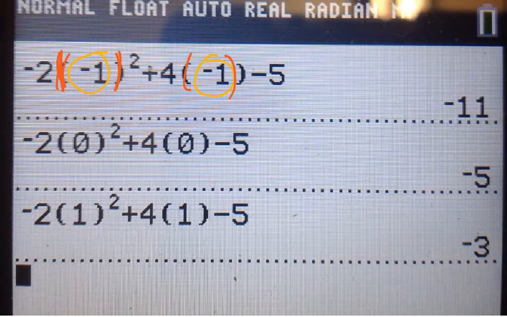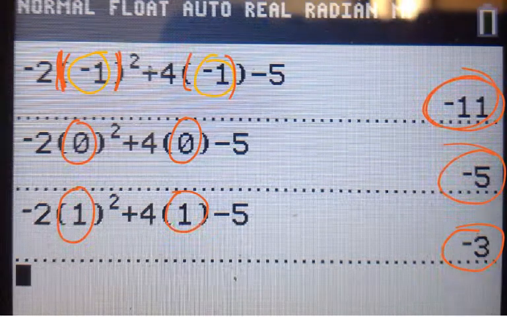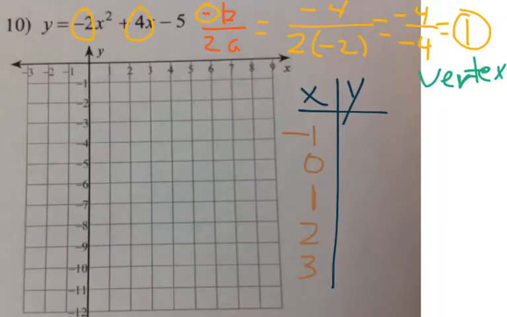But anyways, going along here, when I plugged in negative 1, did I not get negative 11? When I plugged in the zeros, did I not get negative 5? When I plugged in the 1s into my x's in the equation, I got negative 3, right? And basically, we have our table done. Because watch. I know that this one came out to be negative 11.